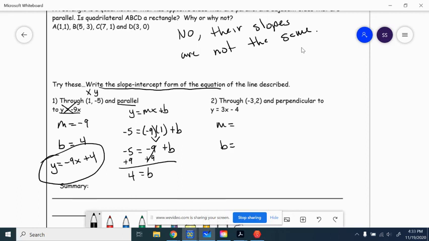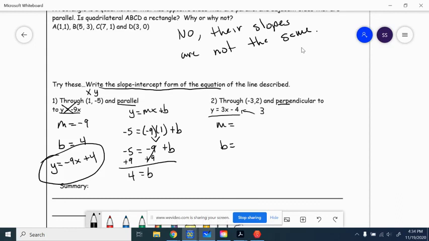All right, number two. We're writing an equation of a line that passes through the point (-3, 2) and is perpendicular to y equals 3x minus 4. So again, all we're doing with this line is pulling out the knowledge of the slope, because we need a slope perpendicular to this one. The slope for this line is 3.